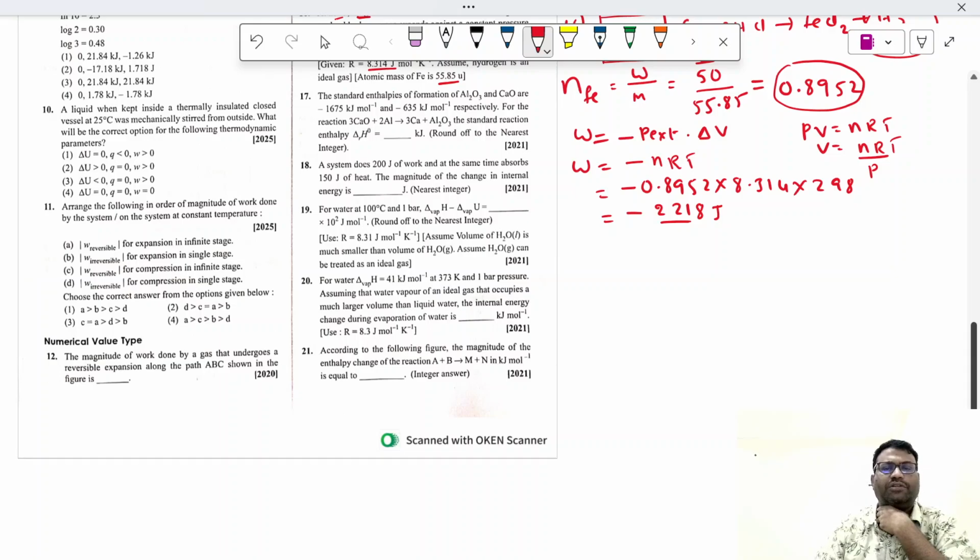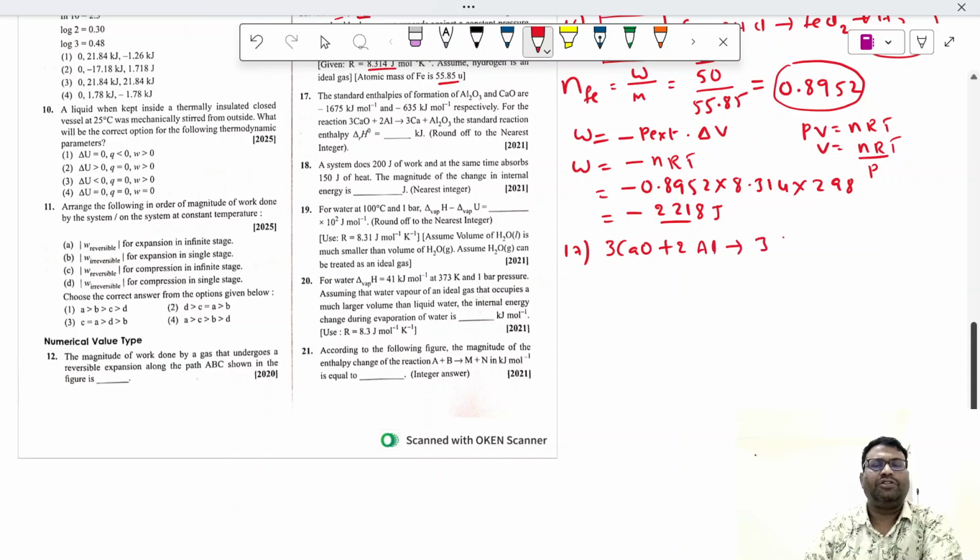Next, coming to question number 17, let us take. The standard enthalpies of formation of Al2O3 and CaO are given for the reaction. The standard enthalpy of the reaction is asked. So let us see here. The reaction is 3CaO plus 2Al gives rise to 3Ca plus Al2O3, right?